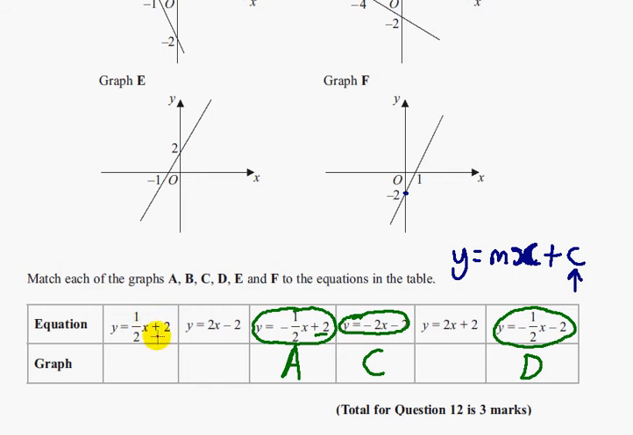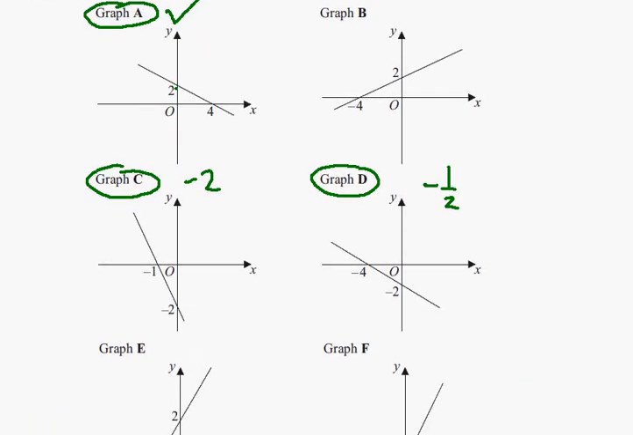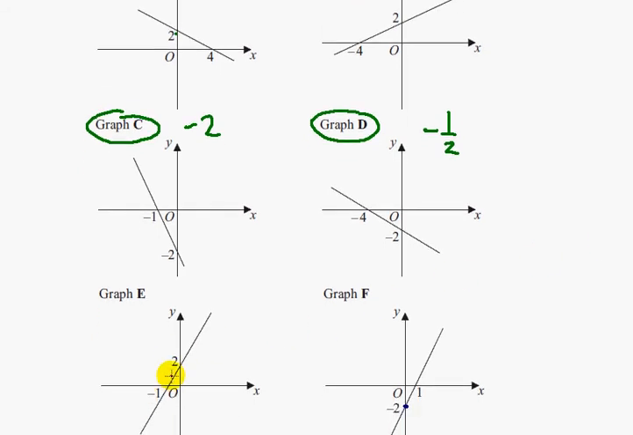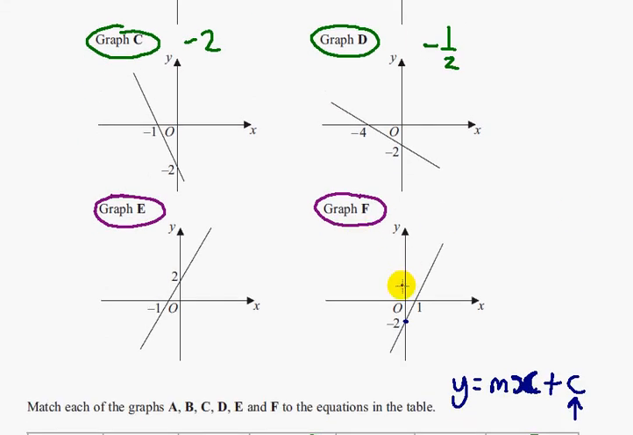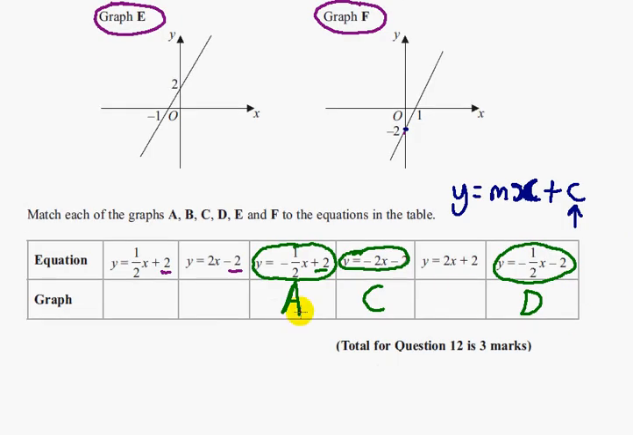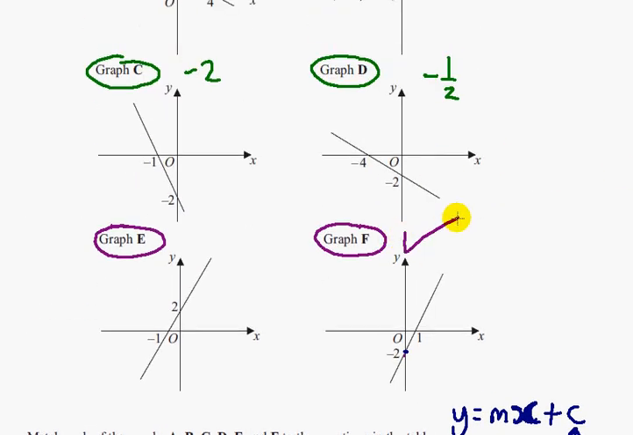Now we've got the other 3 to do. Once again, we're going to have a look at the intercept, see if there's any clues there. That's positive 2, minus 2, and positive 2. So the one with minus 2 is going to be the one that we can put in now. Out of these 3, graph F, graph E, and graph B, only graph F has a gradient of minus 2. So that one has got to be F. Now these 2 equations here, the only difference is one has a gradient of positive 2 and one has positive a half. So let's have a look at that.